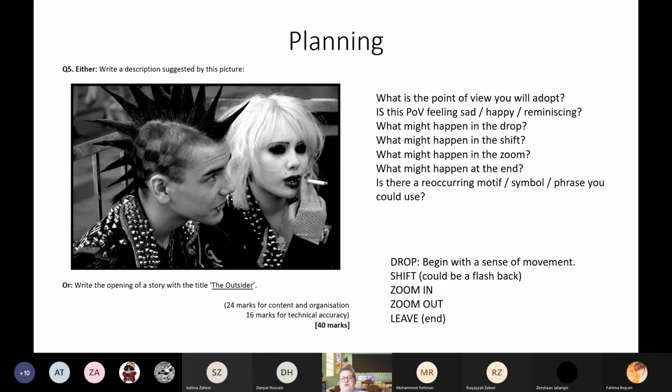So let's assume that you're going for the opening of a story called The Outsider. The first question you ask yourself is what is the point of view that you're going to adopt?